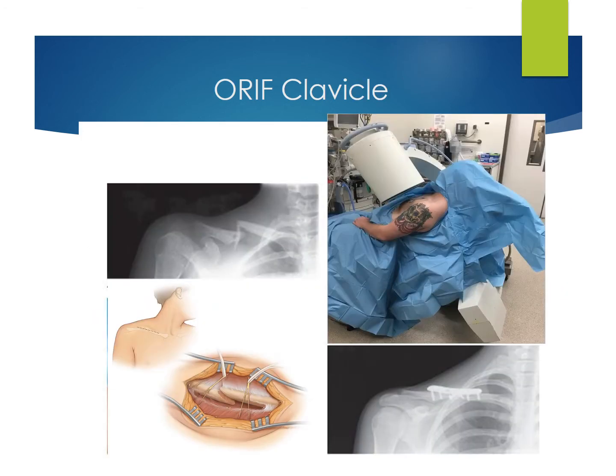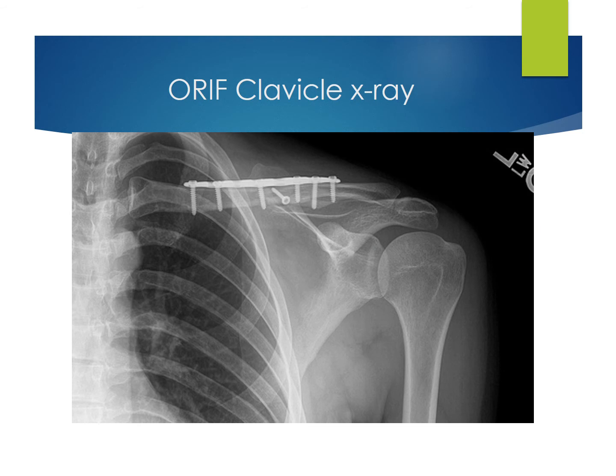Here are some examples of an ORIF of the clavicle. This is an example of your C-arm setup. This is called the beach chair setup. Here's the radiograph afterwards.